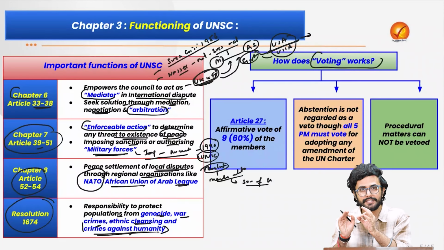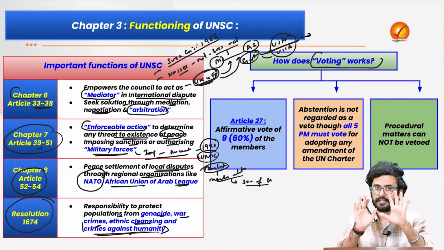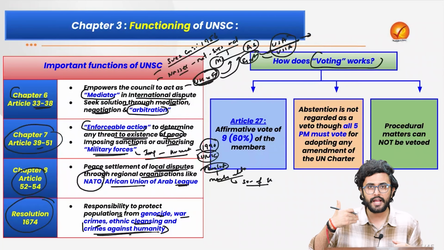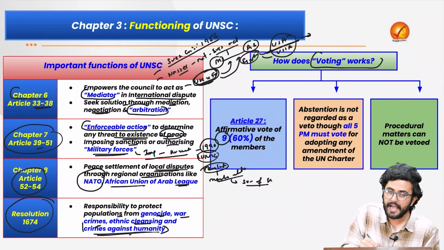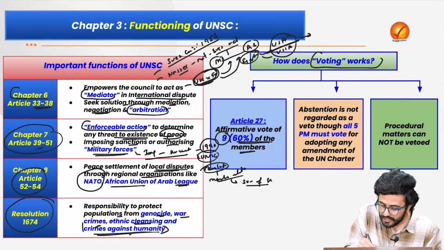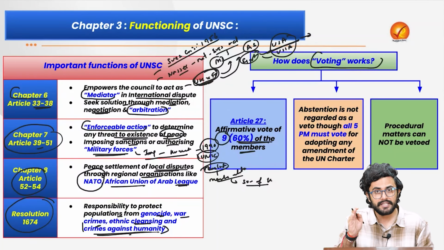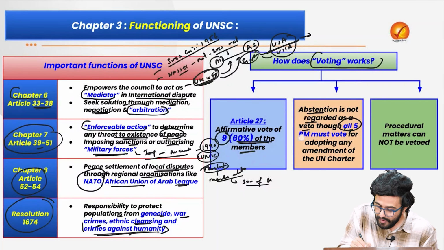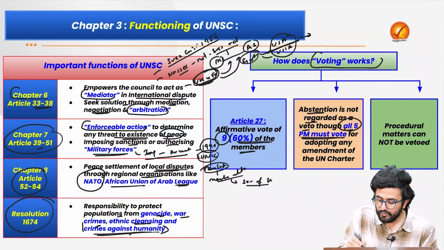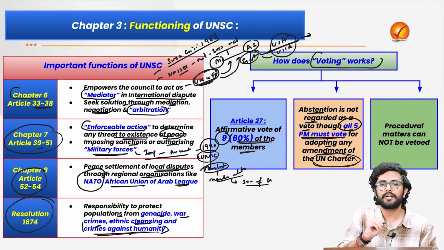So Article 27 of the United Nations Charter basically says that, for example, if such a resolution has to be passed, it shall be agreed by at least 9 members or 60% of the members. If there is any country abstaining, such abstention is not regarded as a veto, though all 5 permanent members must vote if there is a particular resolution which wants to amend the United Nations Charter.